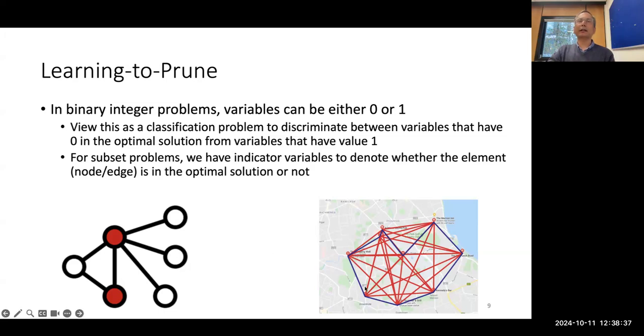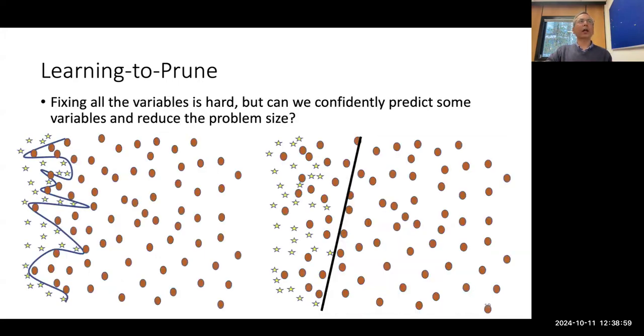On the right side, I have a traveling salesperson problem instance. So here we want to discriminate between edges that are in the optimal TSP tour from all the remaining edges. Okay. So the point is that we can view the binary integer problems as a classification problem.